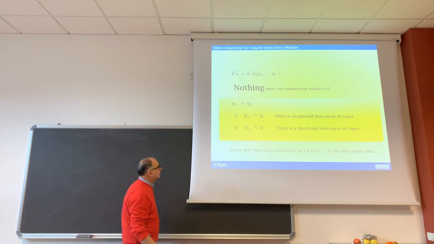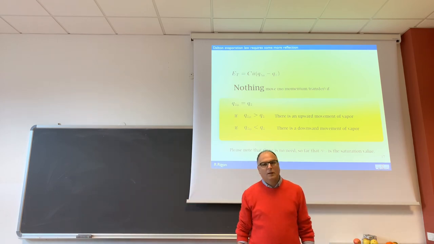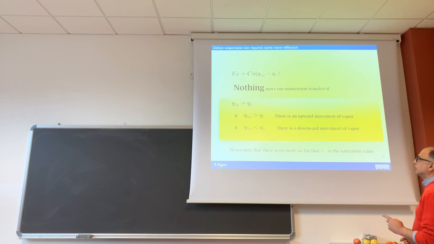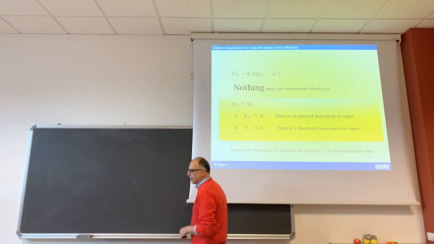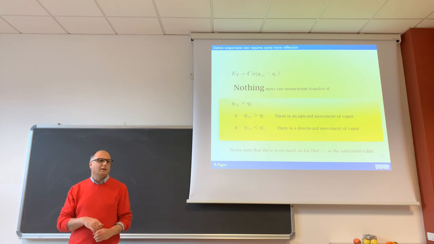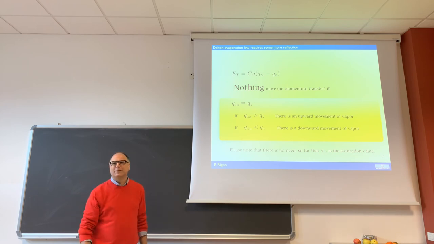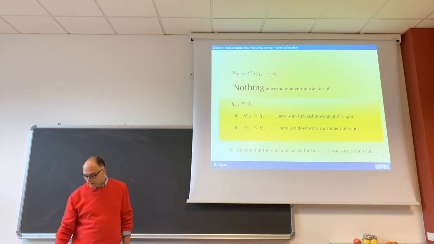How have we to read this formula? If we have no difference in q, there is nothing more, no movement. If q_z zero is larger than q_z, we have a movement upward of water vapor, the one we really know as evaporation or transpiration. If you have the other way around, we have a movement from the atmosphere down, which is a different way of moving. So a surface does not necessarily evaporate; a surface can also receive, obviously, water vapor.